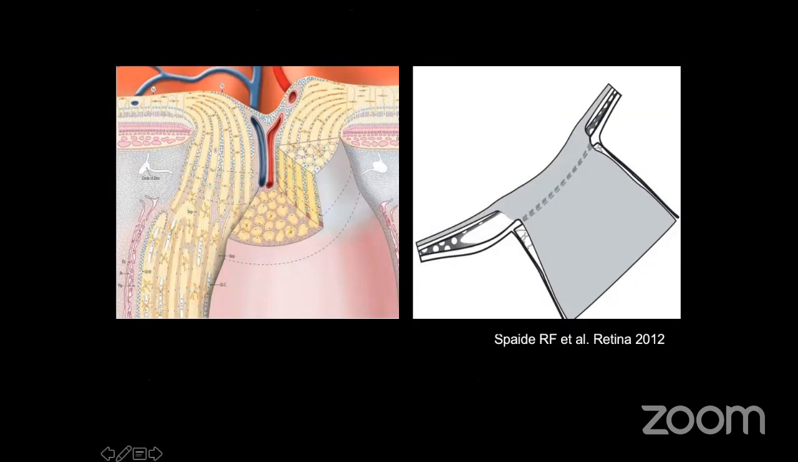Dr. Spade tried to look at exactly why this happens. And it is thought that this area around the nerve is where the defect occurs. And this area is called the border tissue of Jacobi. This is the area where the cavitation occurs.